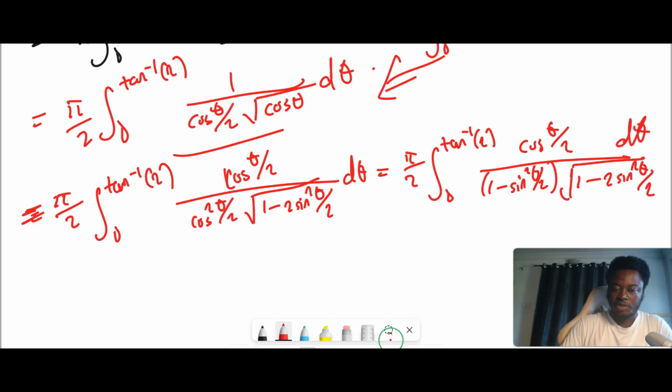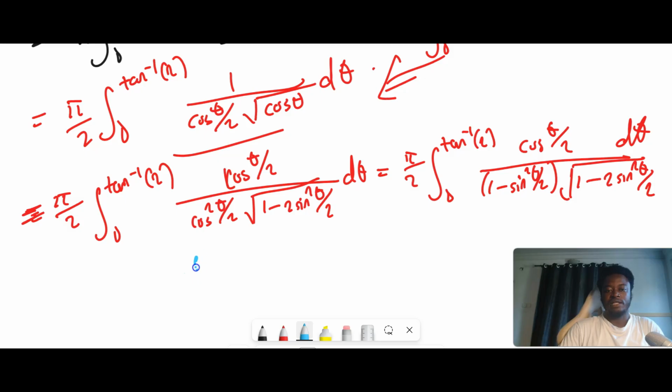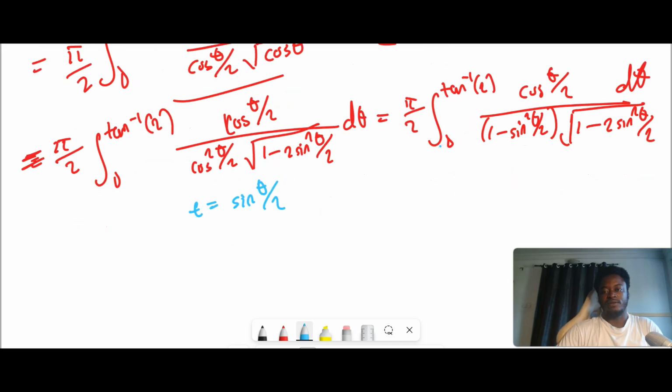Of course, the substitution now is obvious. You have to take t to be sine of theta over 2. The only problem now is this angle. How do we find the corresponding value of t for theta? Well, we just have to go back to trigonometry. All those things we learn in elementary trigonometry, where you learn how to simplify inverse angles, well, it's coming back to haunt us here.